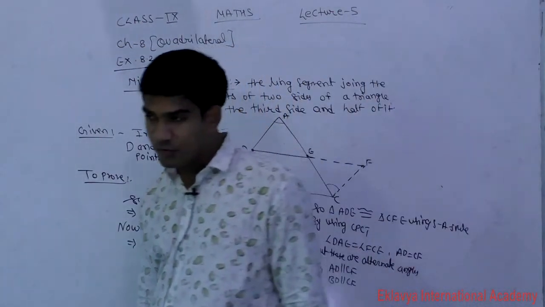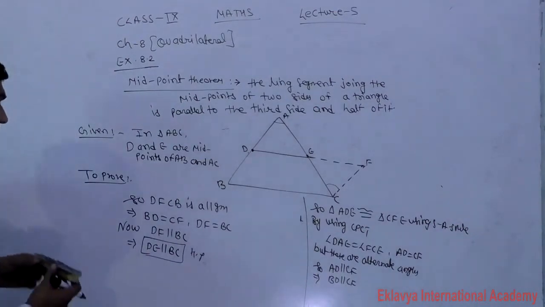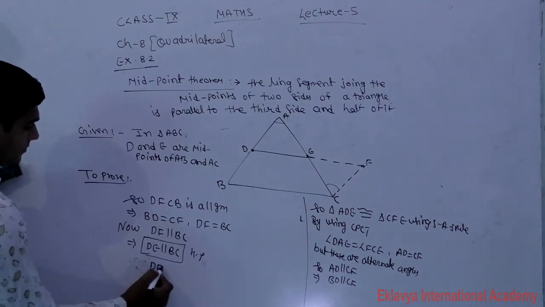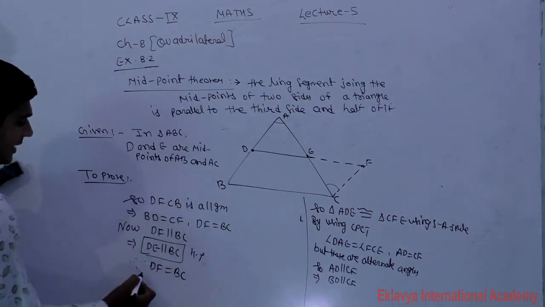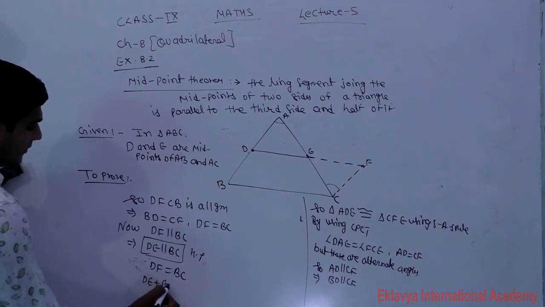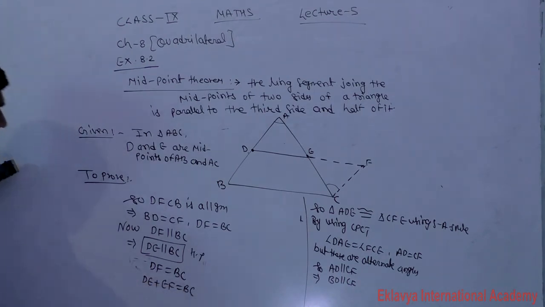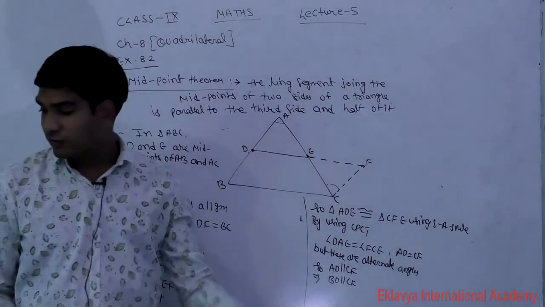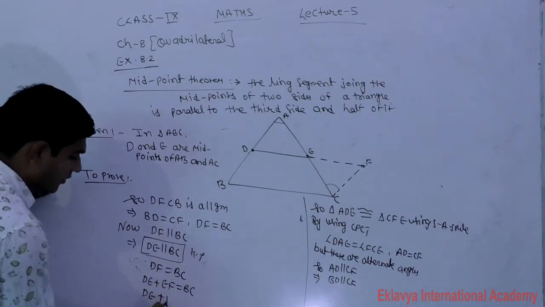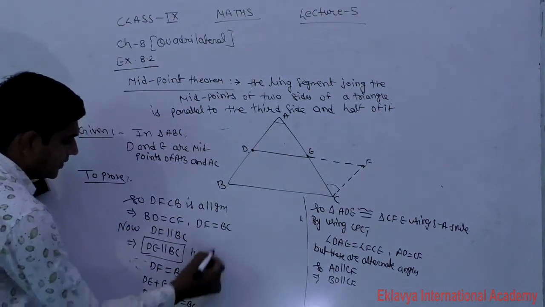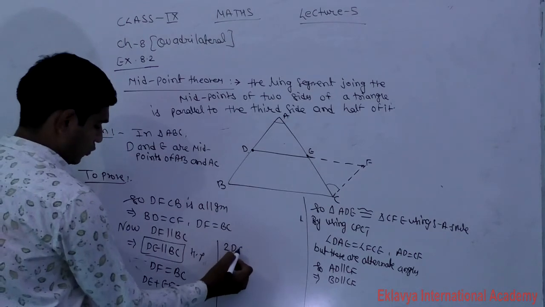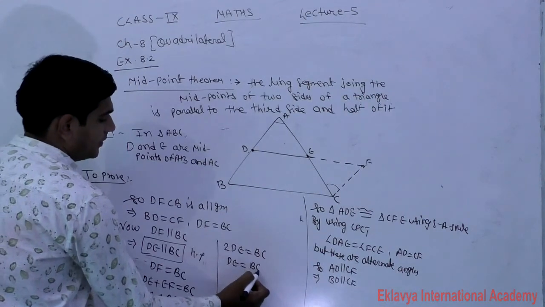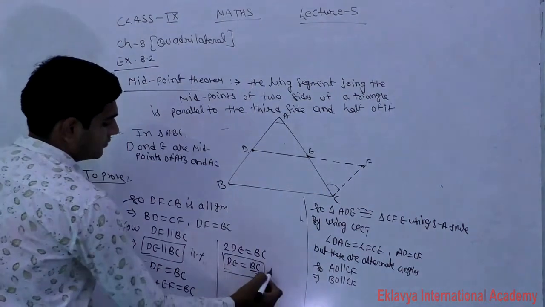So how will we prove DE is equal to half of BC? DF is equal to BC. DF can be written as DE plus EF is equal to BC. DE as it is. What is the value of EF? EF is also equal to DE. So DE plus DE, students, twice of DE is equal to BC. So what is the value of DE? BC upon 2. That is the second.